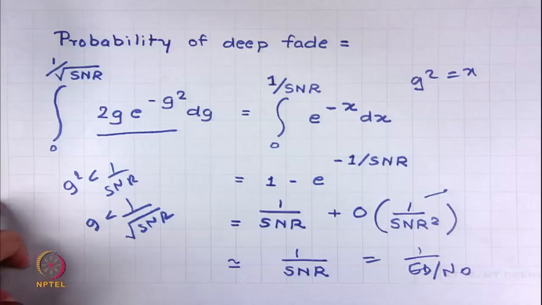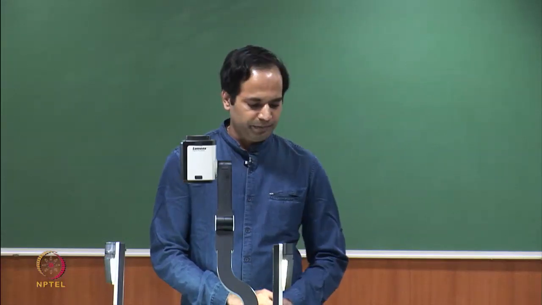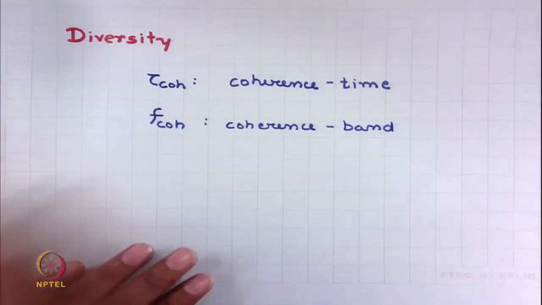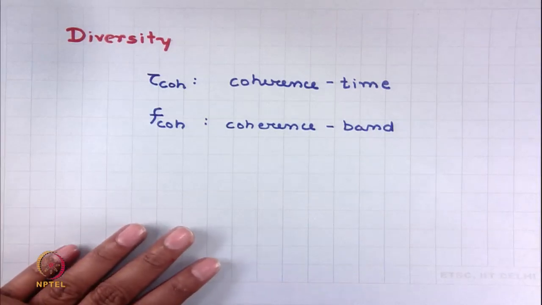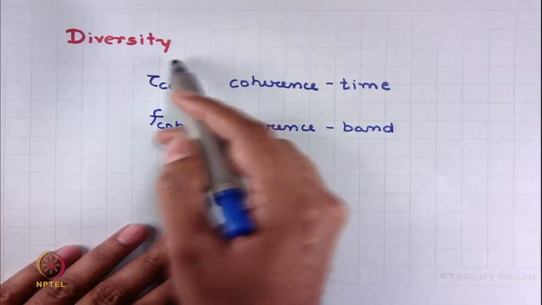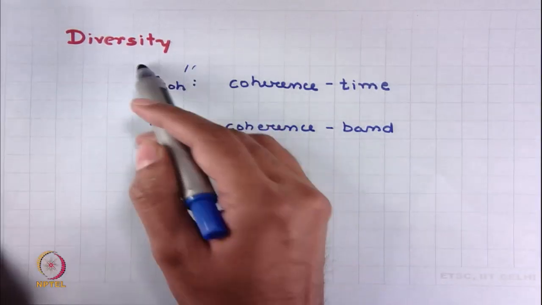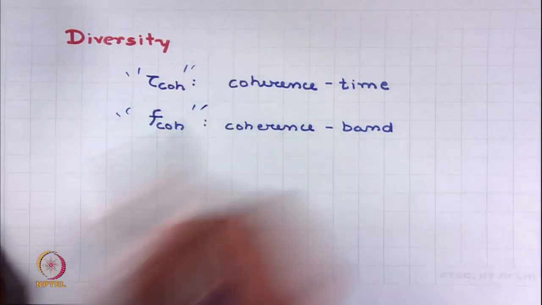So, you can only improve upon the performance by reducing the chances of the channel to be in defade. Okay. And to do that, what you can use are these diversity systems, right. So, in a channel you have these two important properties.